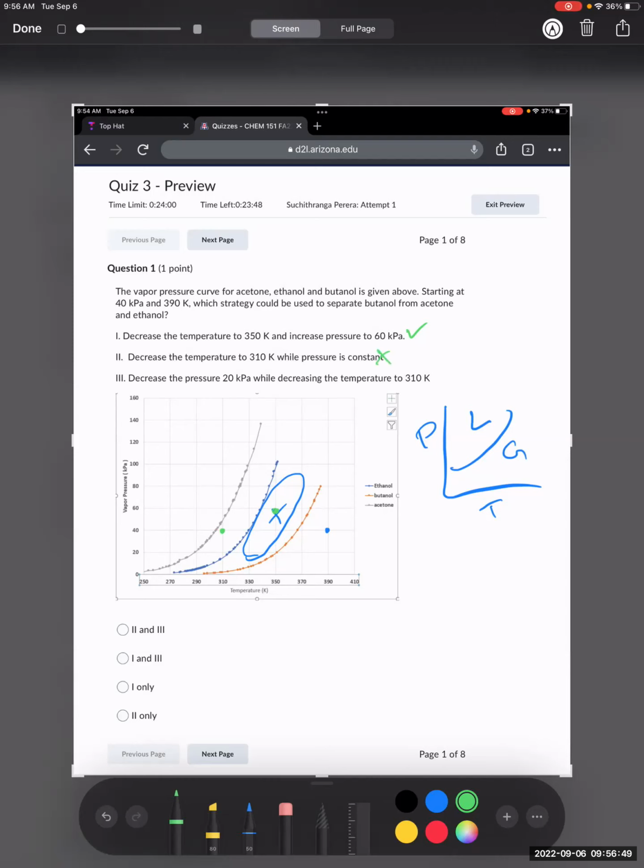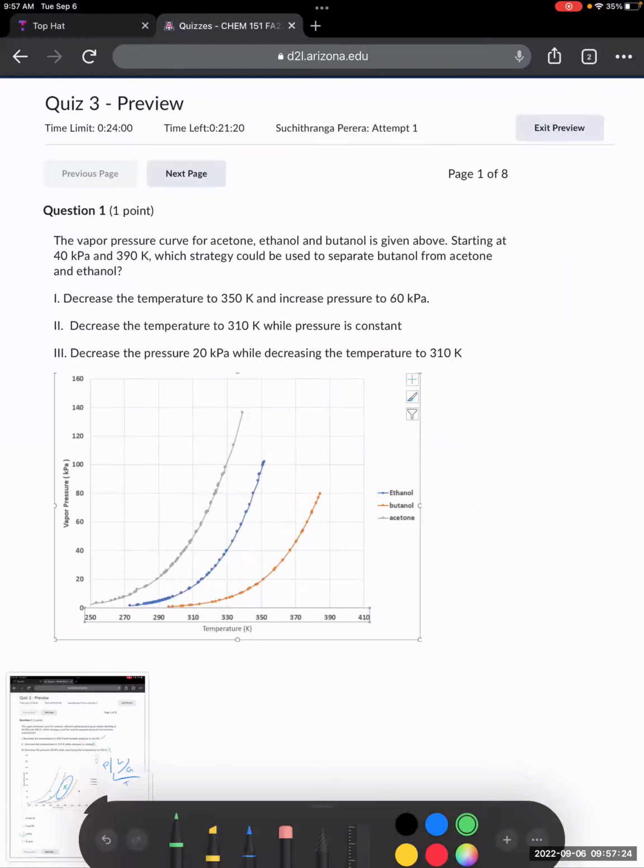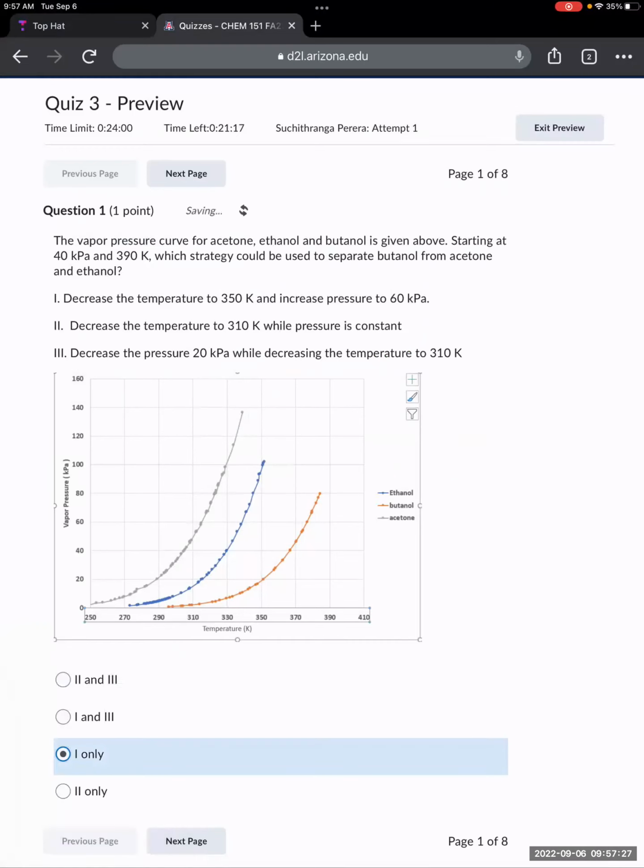And decrease the pressure to 20 kilopascals. Let's try that, 20 kilopascals, while decreasing the temperature to 310, and 310 would be over here. So that again will not separate butanol from the rest of the mixture. So that is out. We need to get to this region X if we want to separate butanol from the rest of it. So it's going to be just one. Okay, so this should be the answer. Let's try that one only.